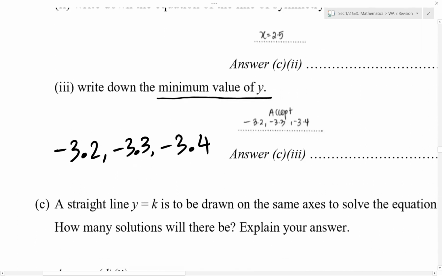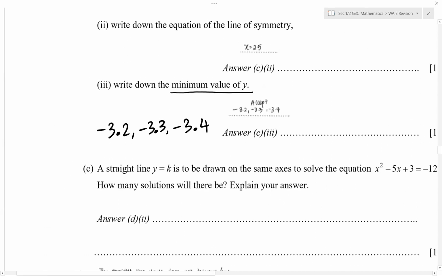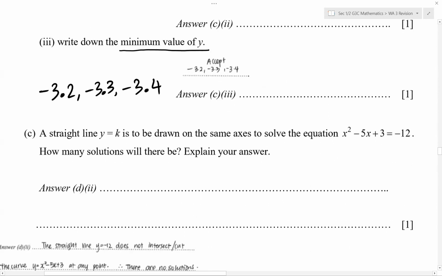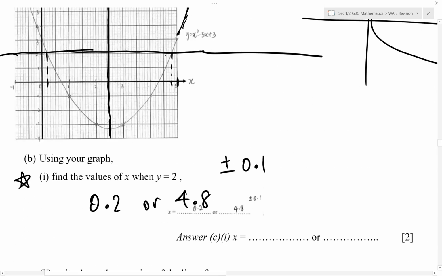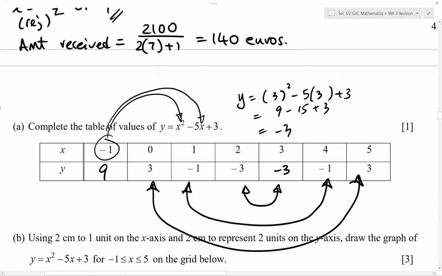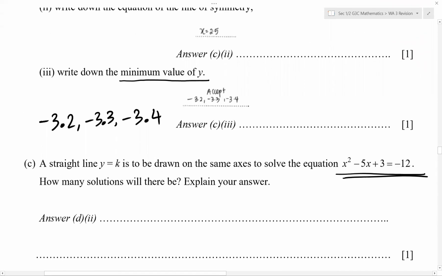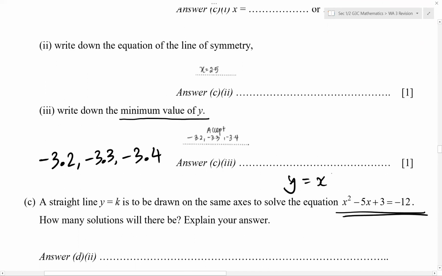And we have the other standard question also. Y equals k to be drawn to solve this equation: x squared minus 5x plus 3 equals -12. Let's check back what we have already drawn. Y equals, is it x squared minus 5x plus 3? Y equals x squared minus 5x plus 3. This is already drawn.